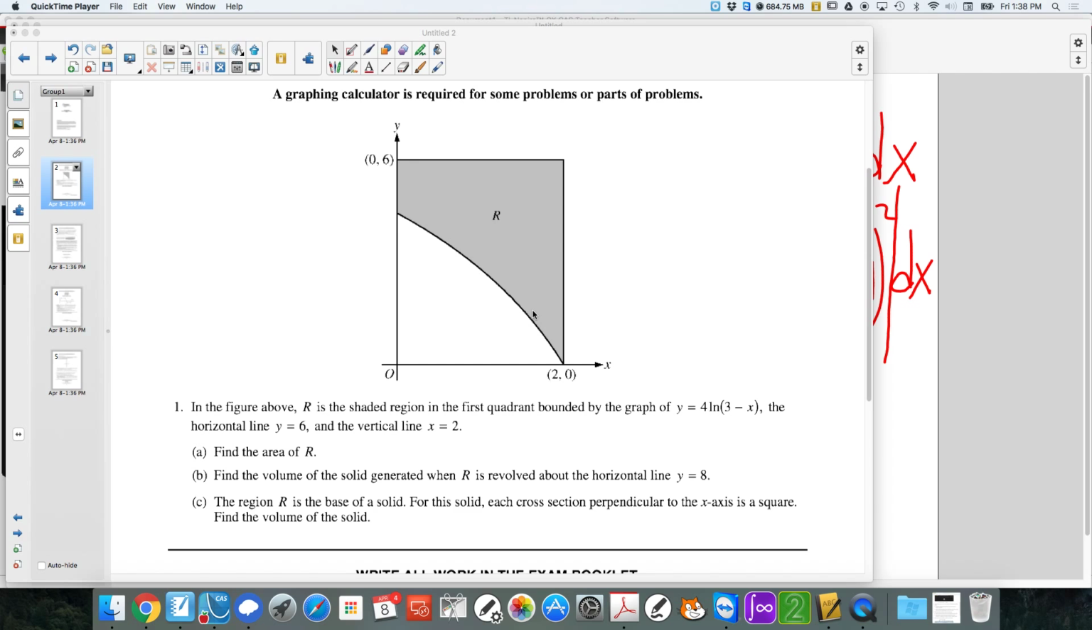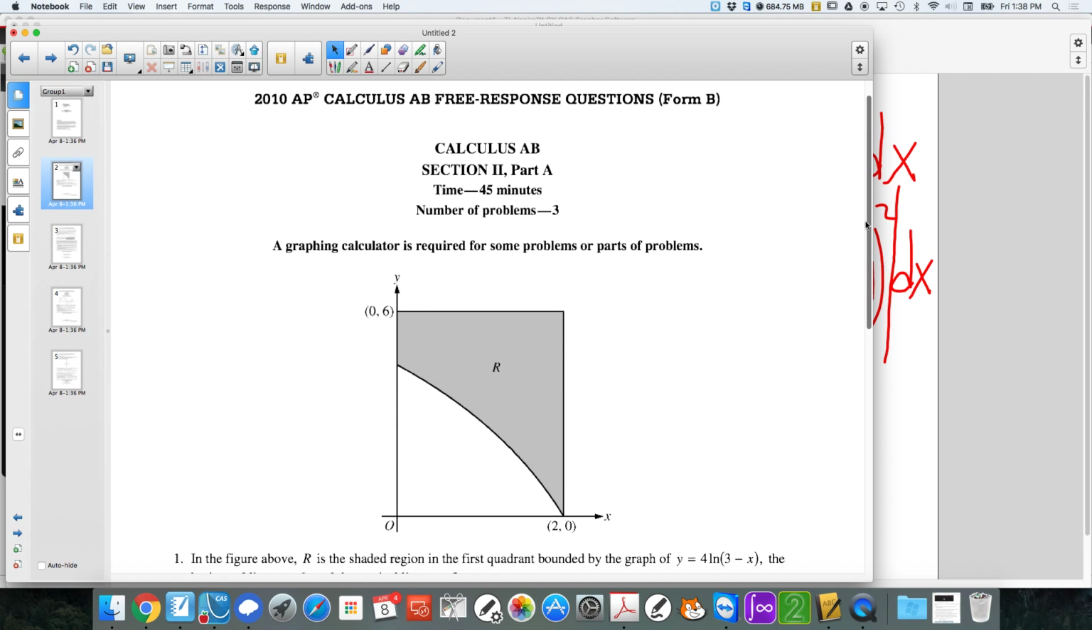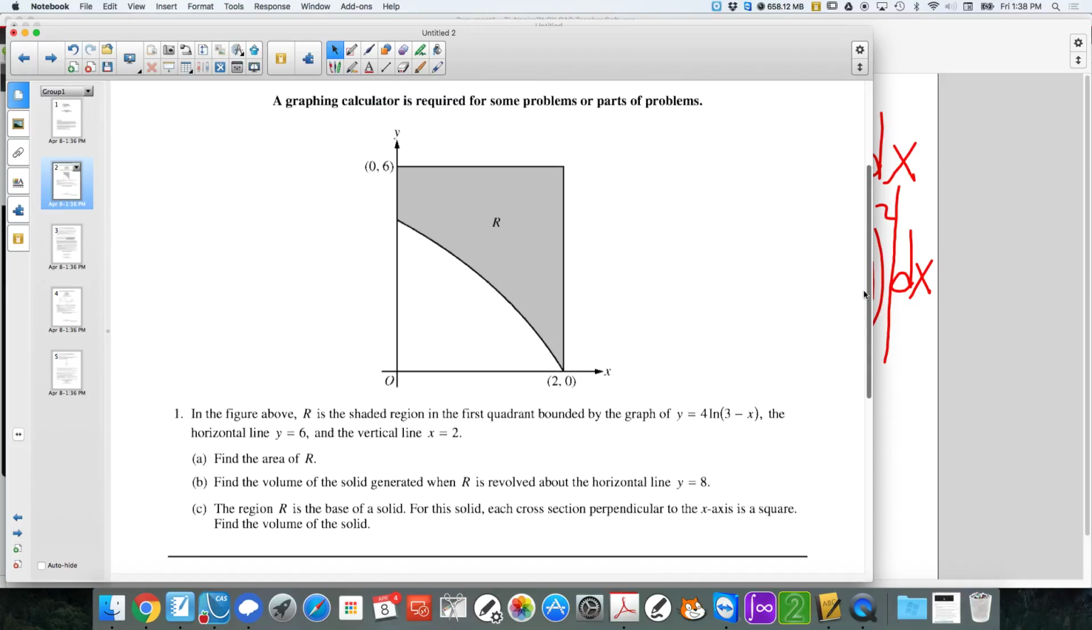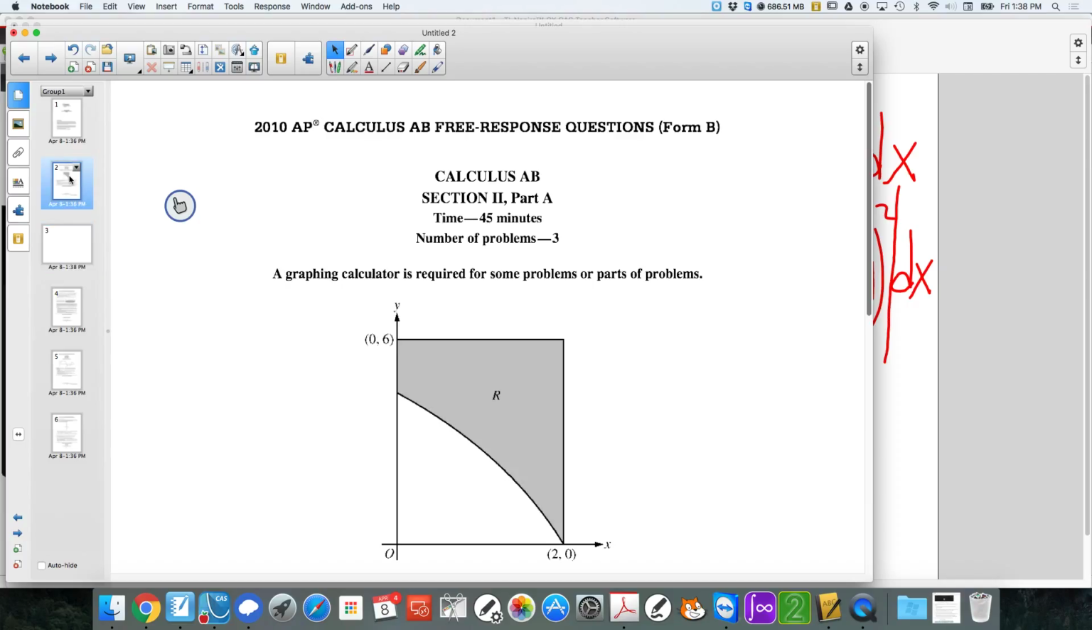We're going to work on a problem from the 2010 AP test. You notice it's the first time we're doing a graphing calculator problem. We have a graphing calculator on there. I'm going to bring up my SmartInk tools, as a matter of fact, at the same time. And here's the problem at hand.